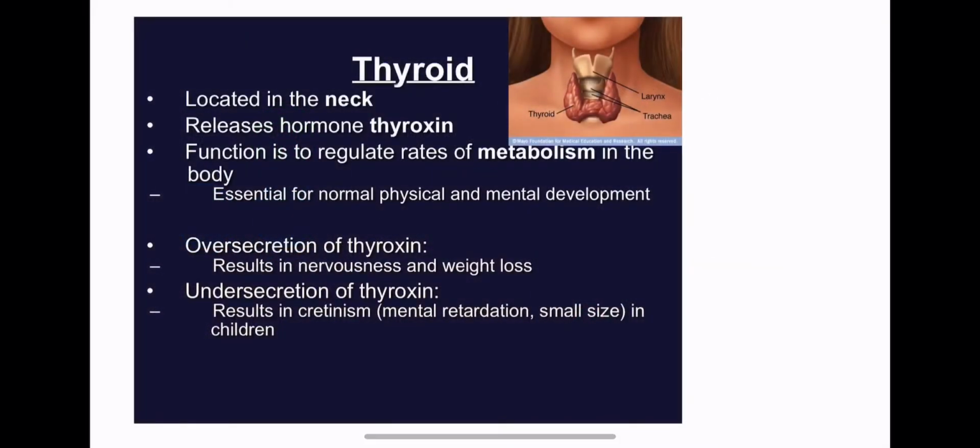Thyroid. Thyroid, located in the neck, releases hormone thyroxine. Function is to regulate rates of metabolism in the body, essential for normal physical and mental development. Oversecretion of thyroxine results in nervousness and weight loss. Undersecretion of thyroxine results in cretinism, mental retardation, small size in children.